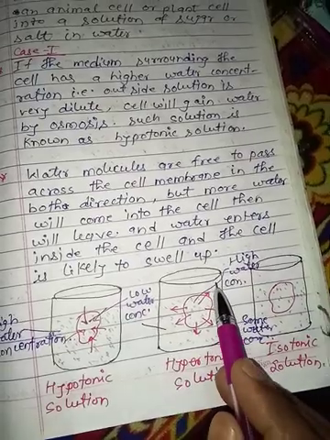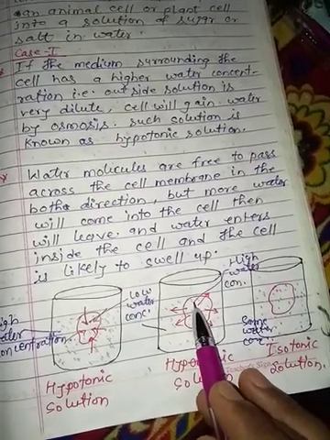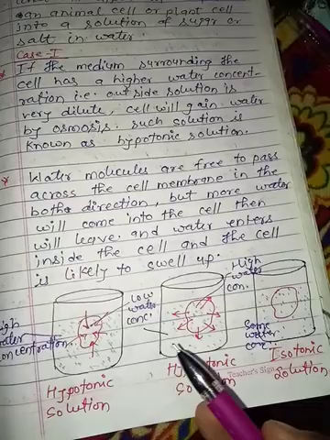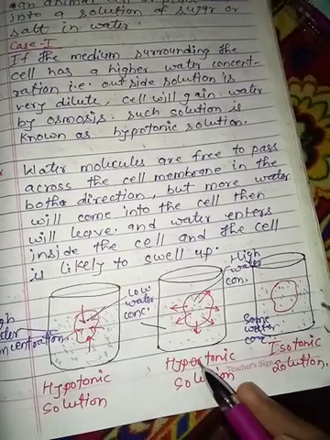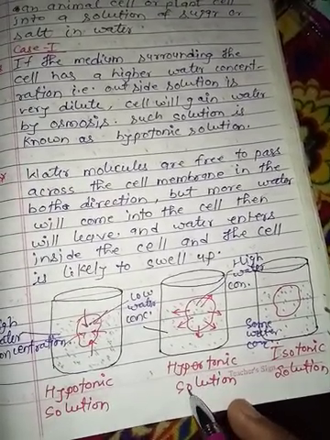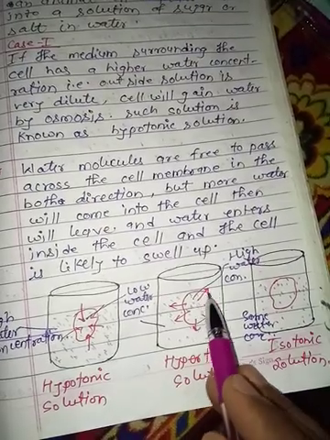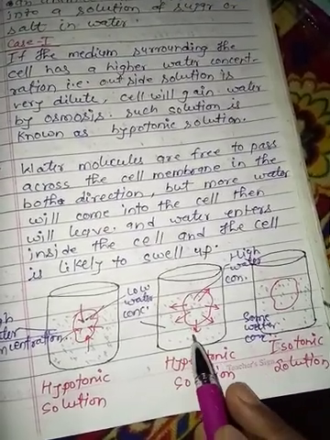In the second case, we see that outside the cell the concentration of water is low and inside the concentration is high. So it is just the inverse, just the opposite of the hypotonic solution. In a hypertonic solution, water molecules move from inside to outside the cell.